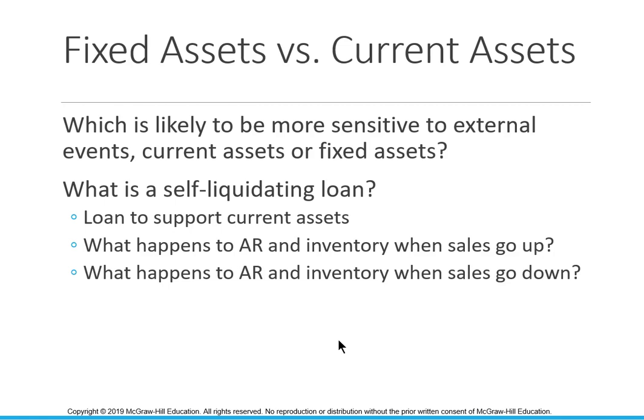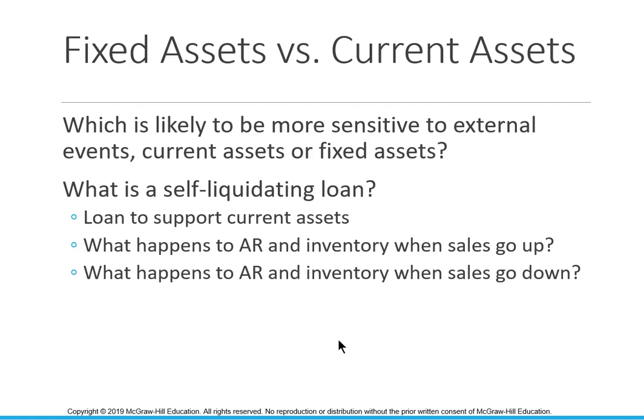They refer to something here called a self-liquidating loan. So this is a loan essentially to support current assets. So if you need to buy inventory, how do you do that? Typically, you do that with something called an accounts payable or a short-term loan. And the idea is that when the inventory is sold, the sale of that inventory is going to pay for the purchase of the inventory.